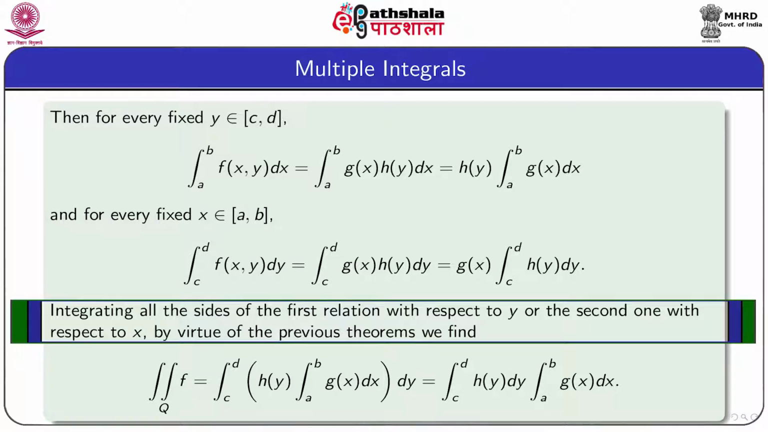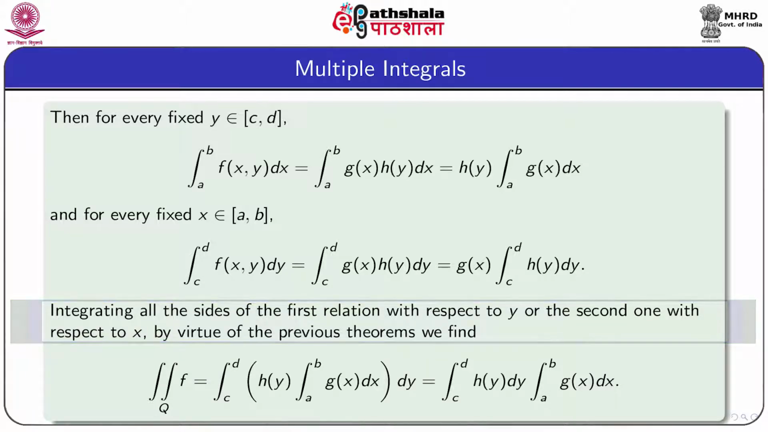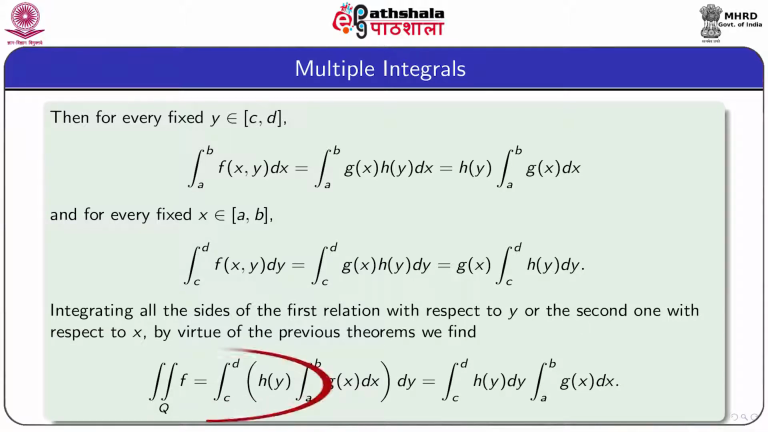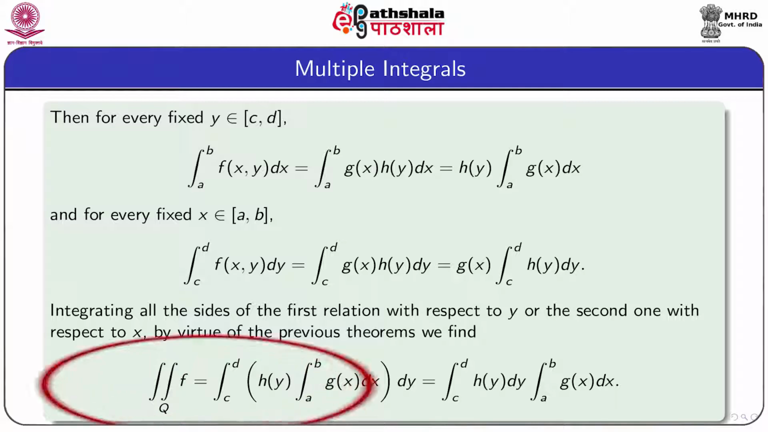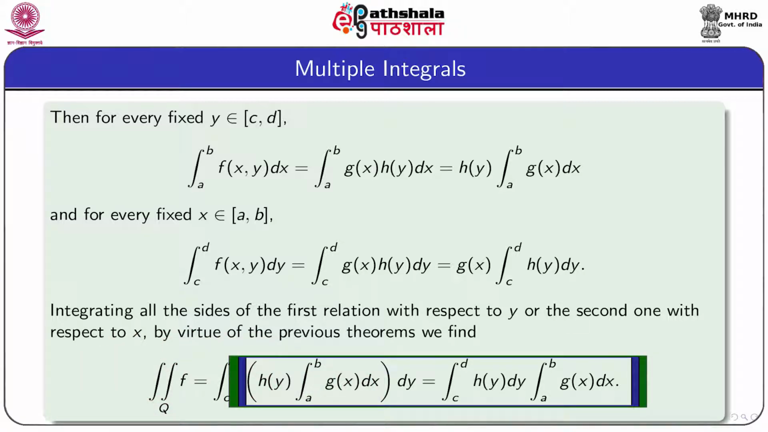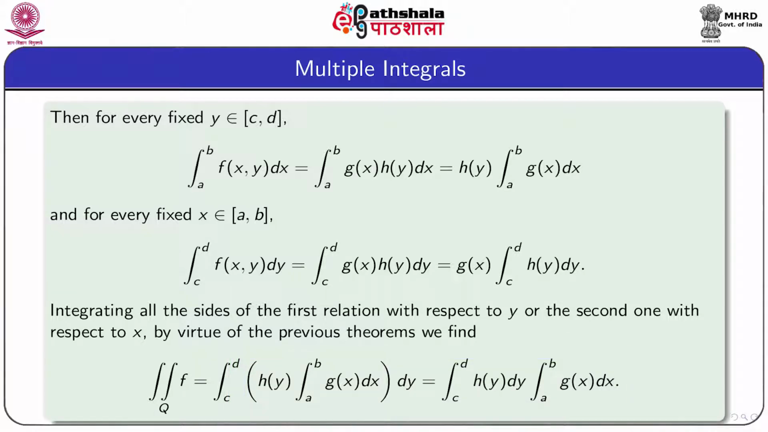Integrating both sides of the first relation with respect to y or the second one with respect to x, by virtue of the theorems we discussed, we find that the double integral of f over Q equals integral c to d h(y) integral a to b g(x) dx dy. This equals integral c to d h(y) dy multiplied by integral a to b g(x) dx.